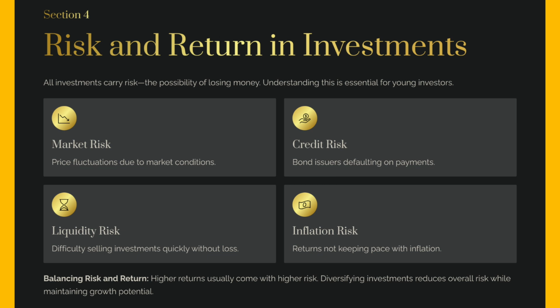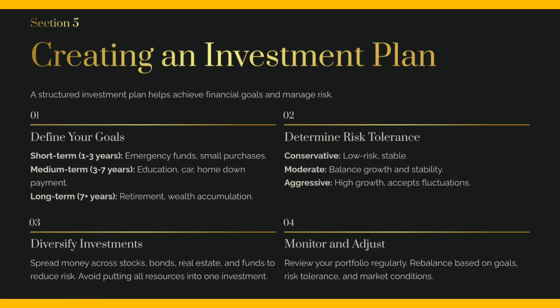4.2 Balancing risk and return. High returns usually come with higher risk, e.g., stocks. Low-risk investments, e.g., government bonds, offer lower returns. Diversifying investments reduces overall risk while maintaining growth potential. Section 5. Creating an investment plan. A structured investment plan helps achieve financial goals while managing risk.